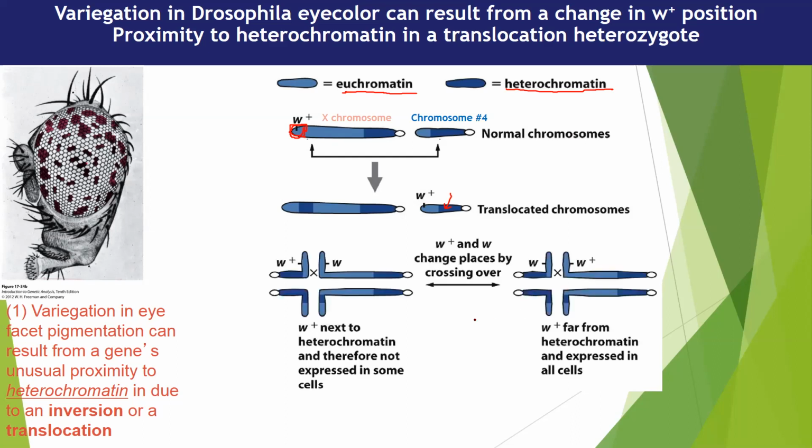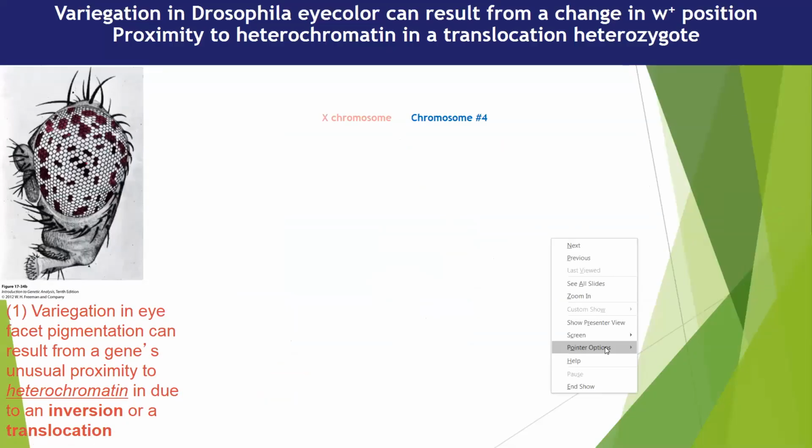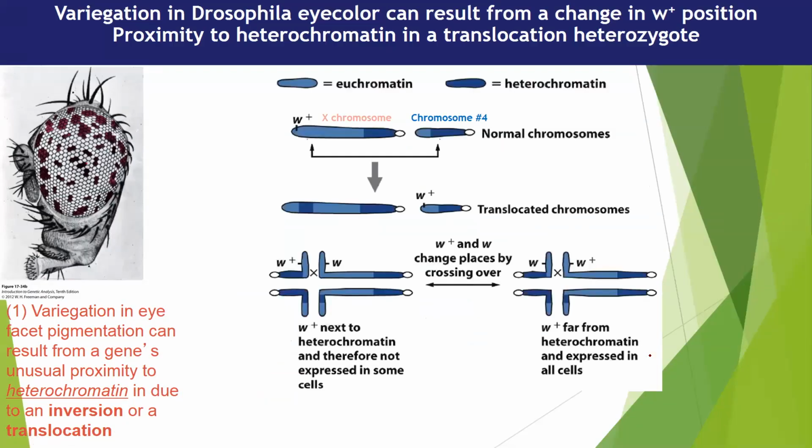Okay, now, this is a standard. Oh, sorry, let me erase this. Okay, so this is a standard. Suppose this wild type allele is located on the X chromosome, in the euchromatin region, so it is always expressed as wild type. Then this is a wild type.